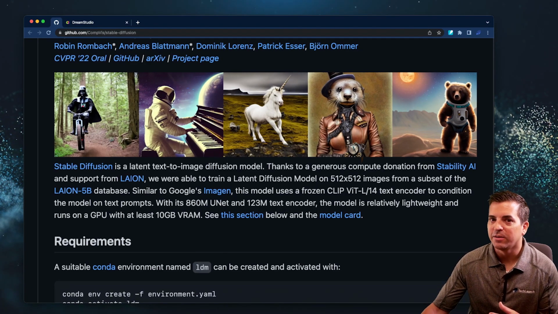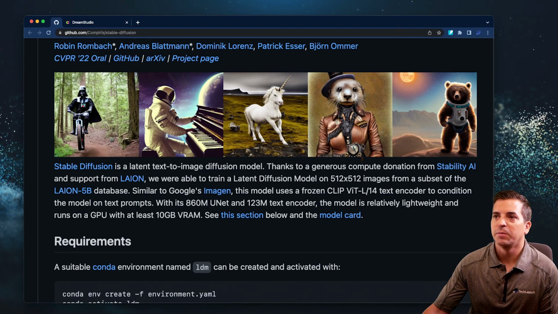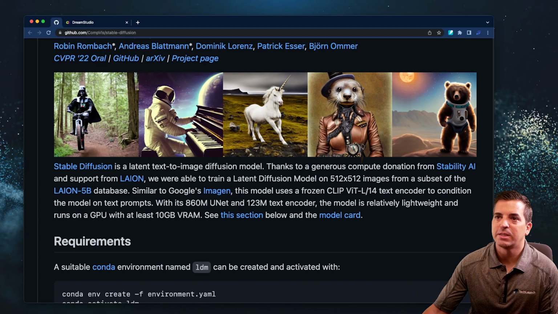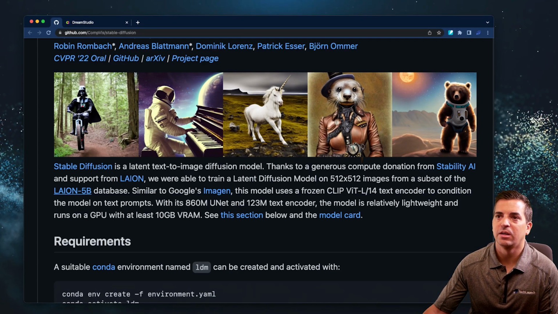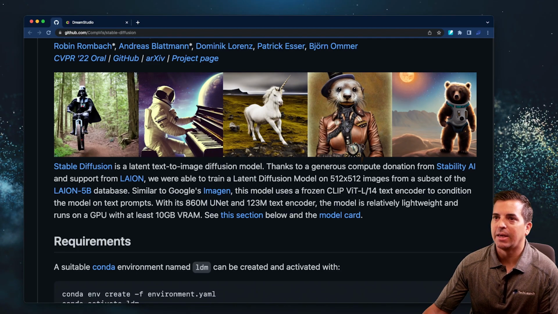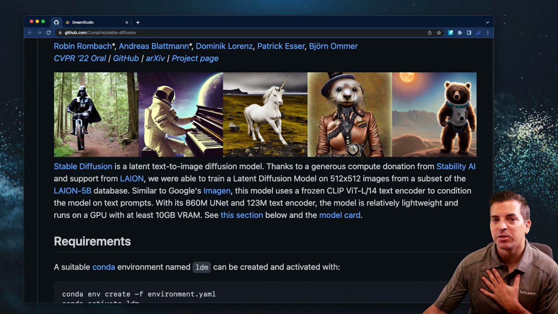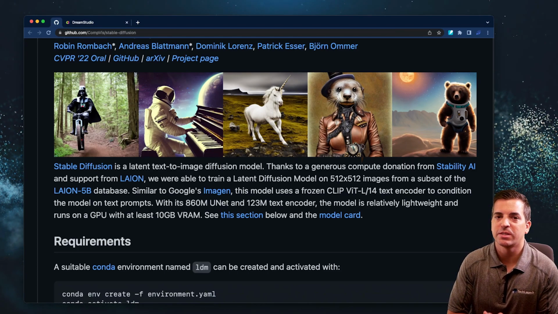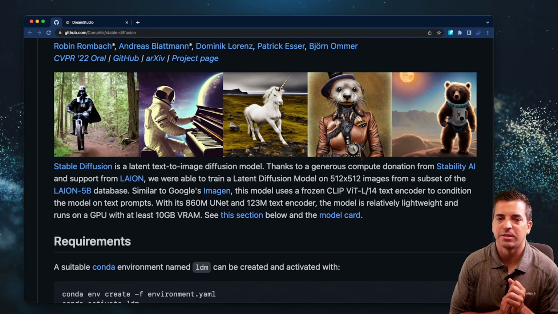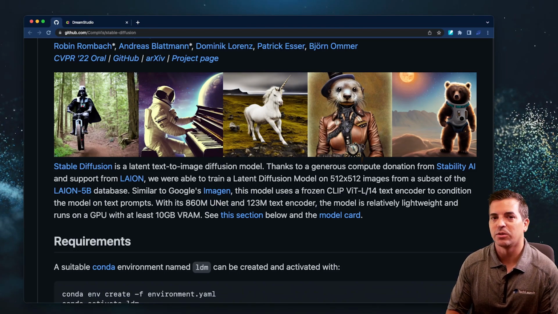One of the other things I'll point out about the Stable Diffusion training in particular is that they were able to train a latent diffusion model on 512 by 512 images. They trained it on the LAION 5B database, and from this database they used a subset of 512 by 512 images. I noticed when I was testing this that if I used different size images, and this is probably mostly a user issue as opposed to anything else, my ability to get the same level of results was reduced.